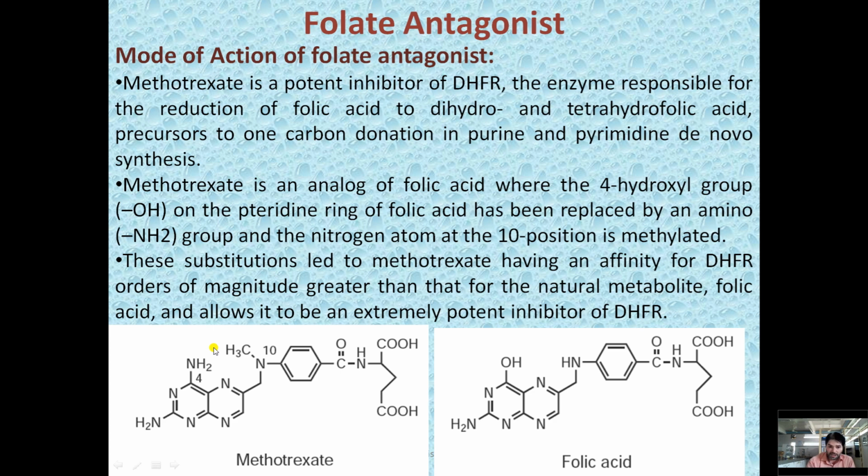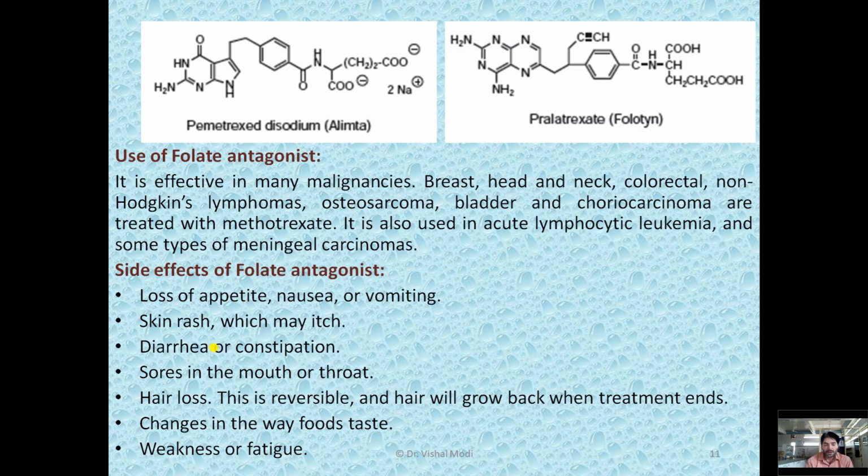This substitution led to methotrexate having an affinity for DHFR orders of magnitude greater than that for the natural metabolite folic acid, and allows it to be an extremely potent inhibitor of DHFR. In this category, there are 2 more drugs, pemetrexed disodium and pralatrexate. Both drugs also come under the category of folate antagonists, but basically the most widely used drug is methotrexate.